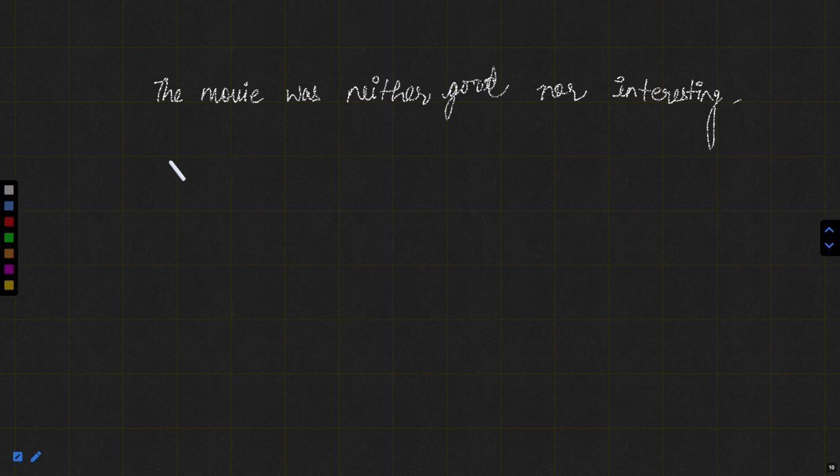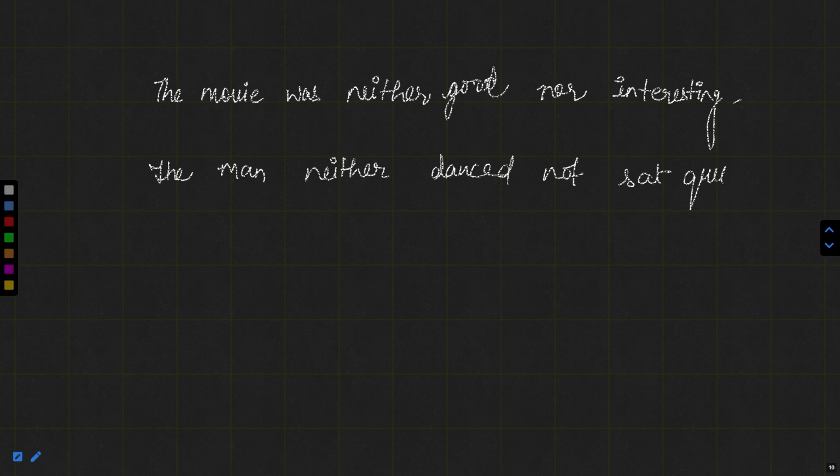Now, if I say the man neither danced nor sat quietly. So neither danced nor sat quietly. So he did not do anything. So here we have verb one and this is verb two. In the previous example we have adjective one and then adjective two.